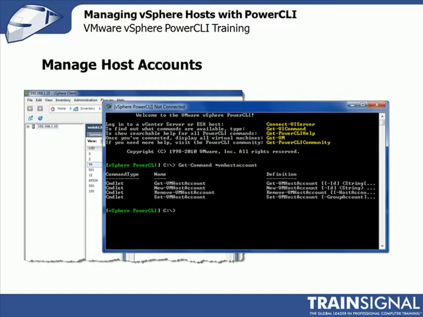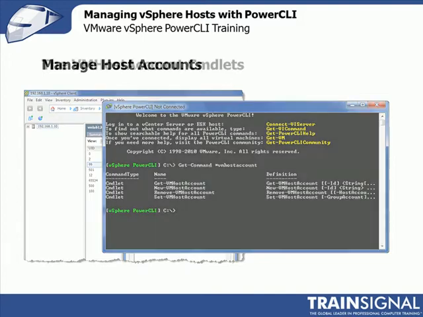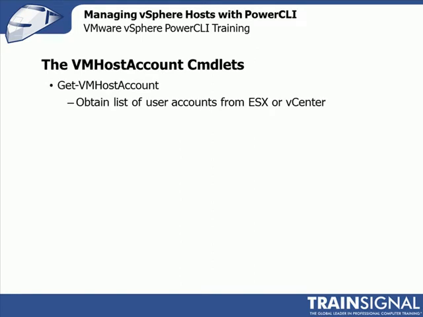And there are commandlets for working with these host accounts, and they're called, as you can see here on the screen, we'll go over them in a minute, get VM host account, new VM host account, remove, and set. So the first one, get VM host account. This is used to list user accounts from ESX or vCenter. Now, even though you can list them, you can't necessarily modify them with these commandlets. These commandlets definitely only allow you to make changes to those Unix accounts on the console operating system.